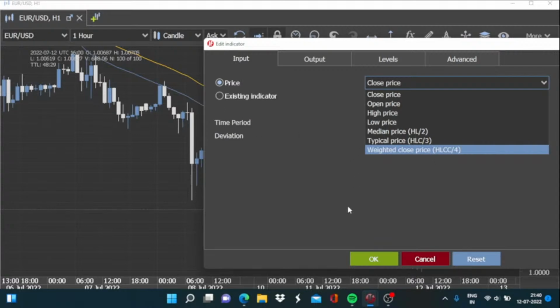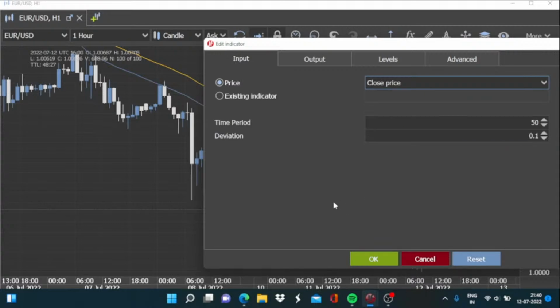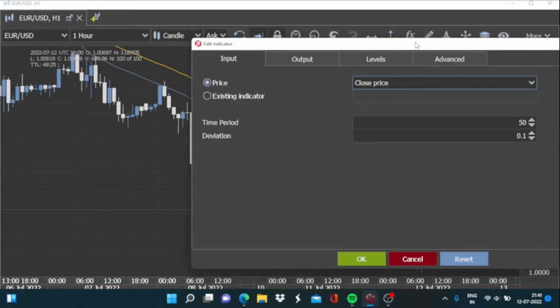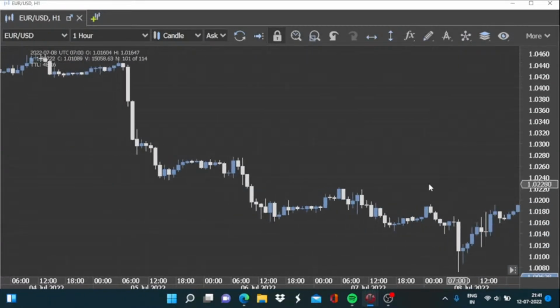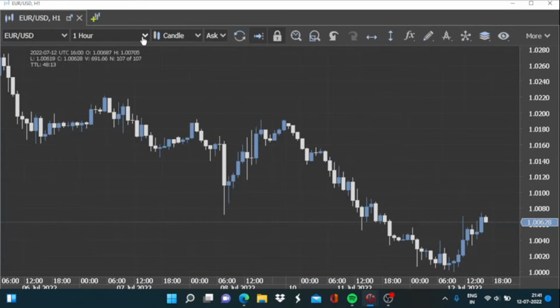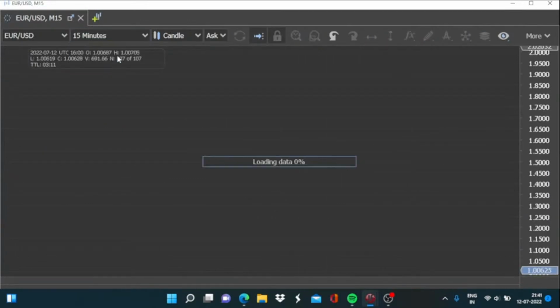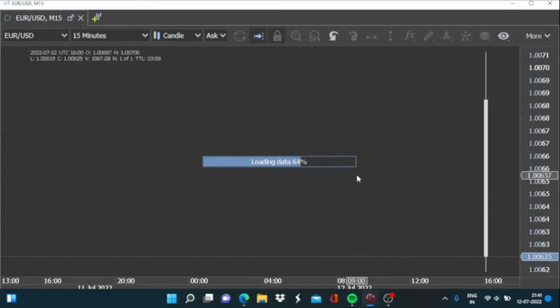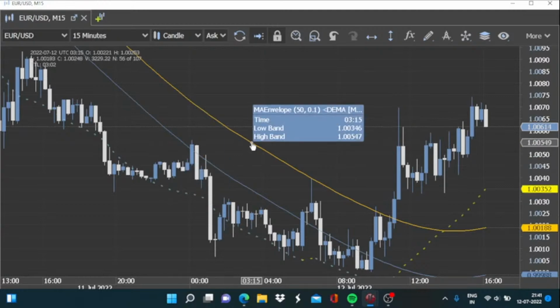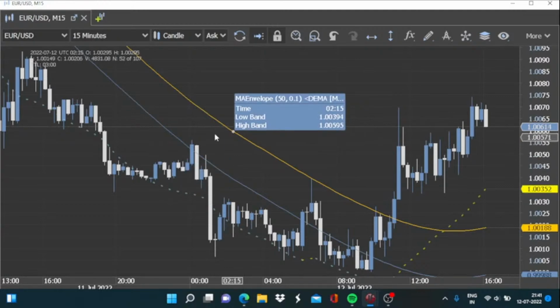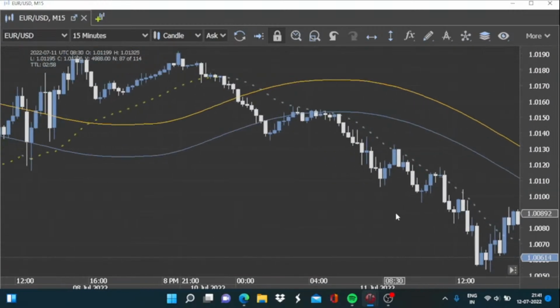So all this kind of customization can be done. We can also opt for the MA envelope to be calculated on the existing indicator. If you do that, we will have the calculation done on the prior indicator. Now this is being done with the DEMA, which is plotted on the 15 minutes. So here we have the DEMA, and on this, a 50 candle period MA envelope has been defined.